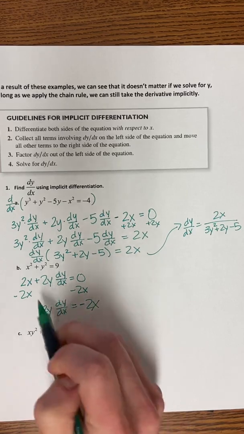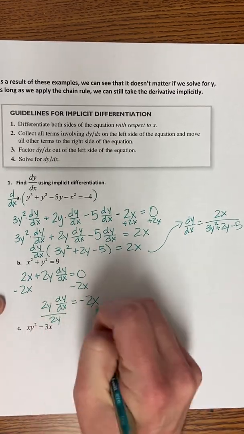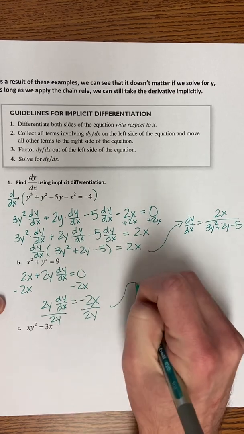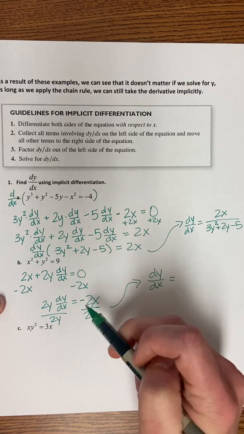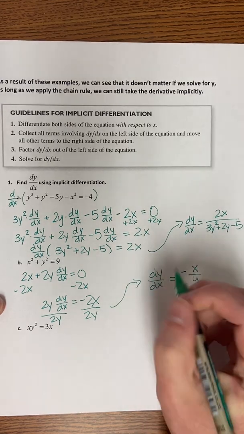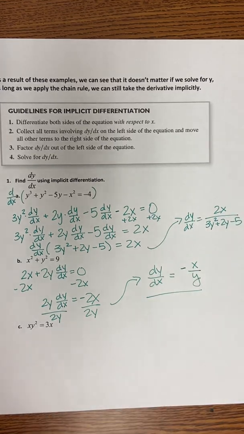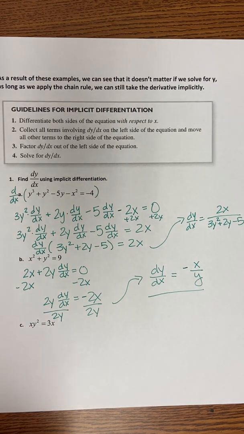And again, there's something times dy/dx. There's nothing to factor out here, but I can divide by the 2y on each side to get that dy/dx is equal to, the 2's will cancel, so it'll be negative x over y. And this can even come into play with some of our other rules as well. xy squared equals 3x. Sometimes this is the product of two things.